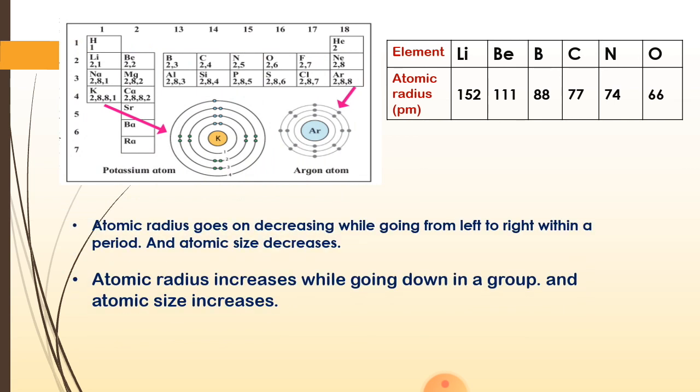Atomic radius goes on decreasing while going from left to right within a period, and atomic size also decreases. You can see that the atomic radius and the atomic size go on decreasing. Atomic radius increases while going down in a group: if we go from top to bottom in a group, then atomic size increases and atomic radius also increases.